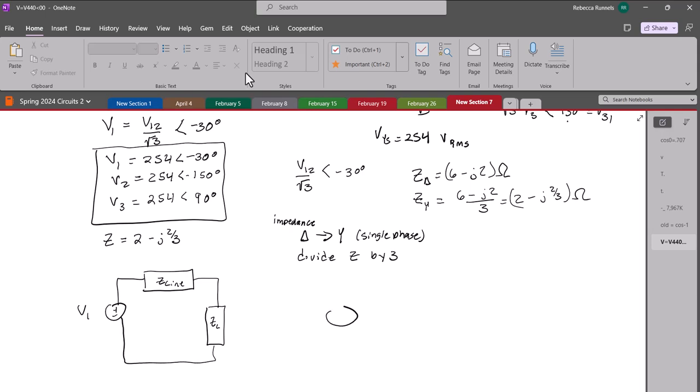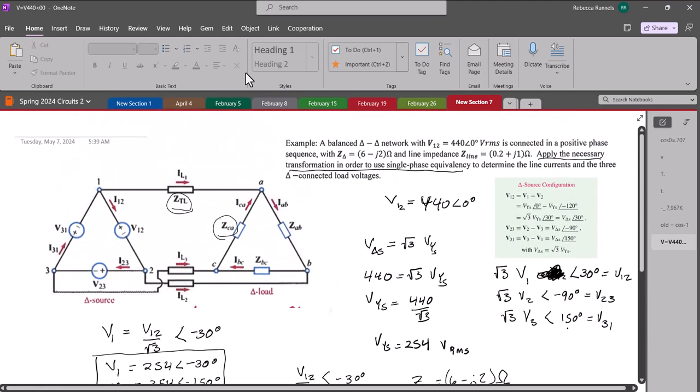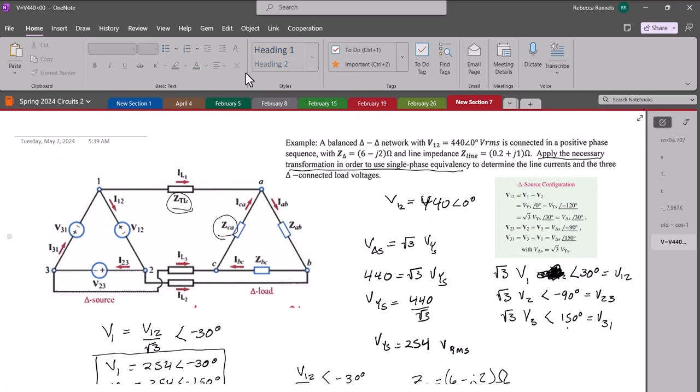So here, if I'm looking at V1, that would be 254 angle negative 30 degrees. And the line we don't have to do anything to, because that impedance is given right here, and that impedance goes with each individual voltage.